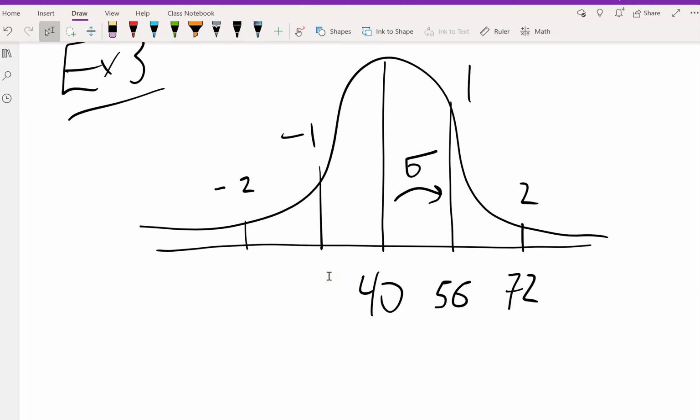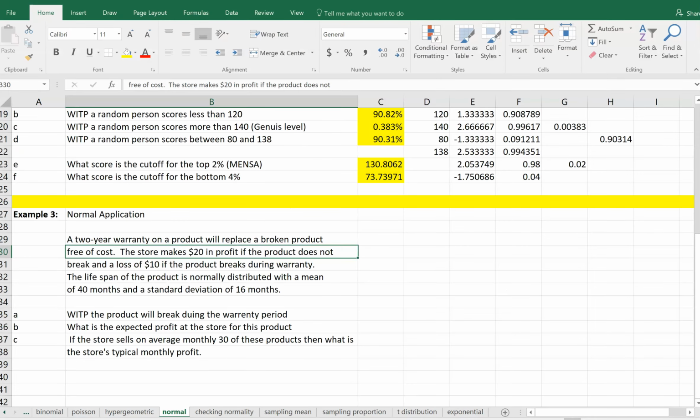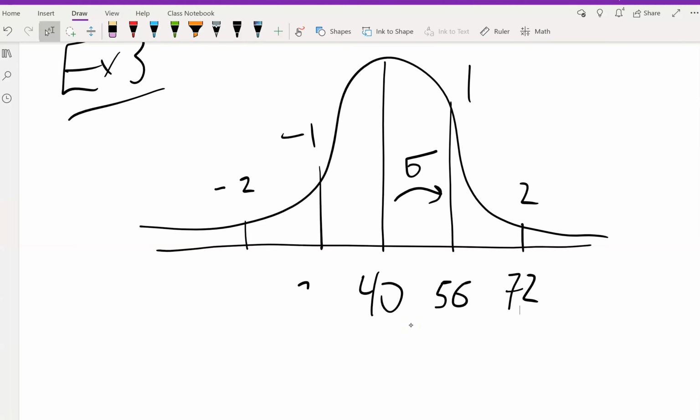On the low side, if we take off 16, because again, I want to make sure I got the standard deviation right, 16, where would we be? We'd be at 24, the low side. And then take another 16, we'd be at 8. So I know 95% of the time, the product will last between these two numbers. 95% of the time, the product's going to last somewhere between 8 months and 72 months. It is very unusual to see it last less than 8 months or more than 72 months, because that's the product's lifespan if it's normally distributed with a mean of 40 and standard deviation of 16.